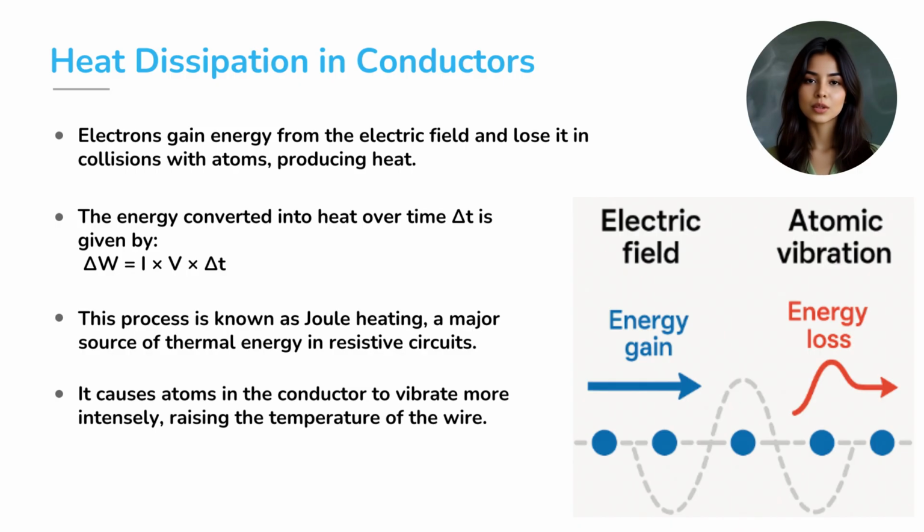As electrons move under the influence of an electric field, they gain energy. But because they keep colliding with atoms, they lose it rapidly, and that lost energy heats the wire. The total energy converted to heat in time delta T is given by the formula delta W equals I times V times delta T. This is known as Joule heating, and it's why devices like electric irons and toasters get hot when switched on. The energy doesn't disappear. It simply takes a new form, thermal.